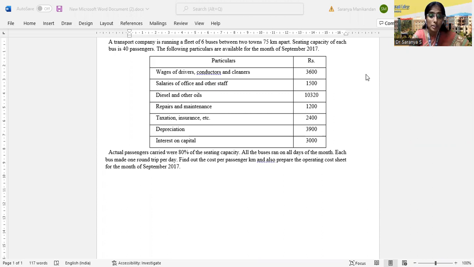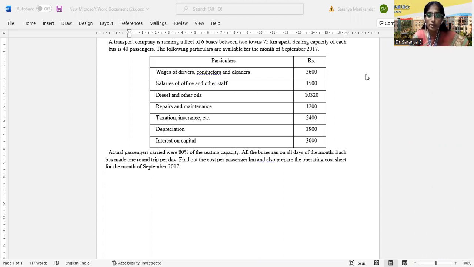So for example, if the bus is going from station A to station B, then from A to B it is 75 kilometers. So again from B to A it is another 75 kilometers. So one round trip, that is A to B, then B station to A station, it is 150 kilometers. 75 into 2, 150 kilometers. Seating capacity of each bus is 40 passengers.